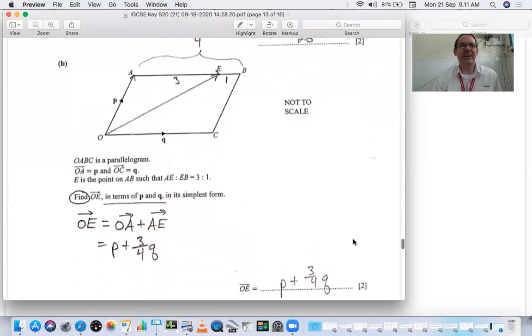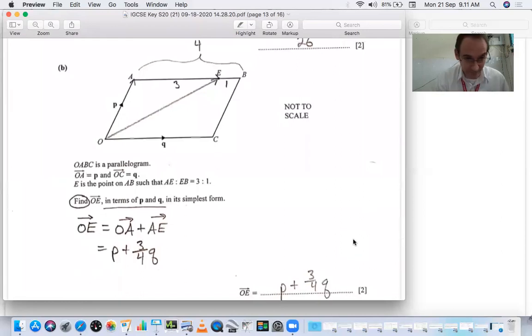Now moving down here to our vector diagram, it gives us this parallelogram, and it says that OA is P and OC is Q. E is the point such that AE and EB is a 3-to-1 ratio. Find OE in terms of P and Q in its simplest form.